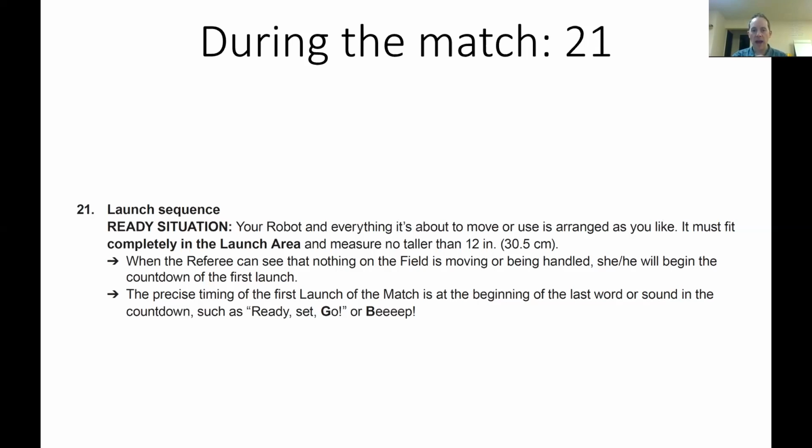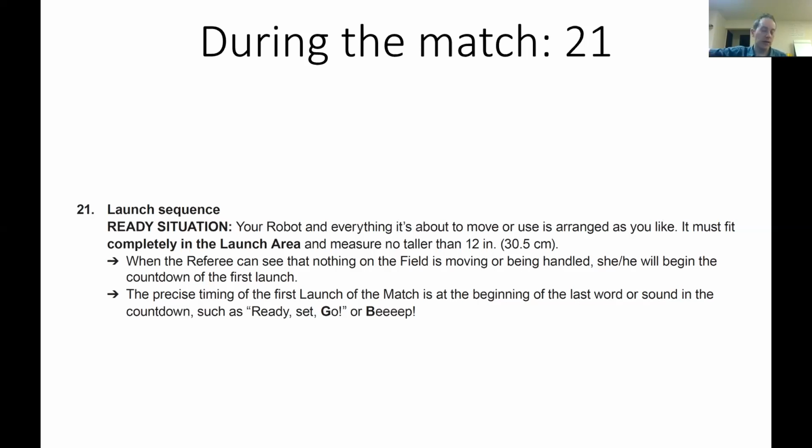And at launch time, the robot must be completely in the launch area and no taller than 12 inches. No part of it can be above 12 inches tall, or 30.5 centimeters, which gets you an extra 0.2 millimeters, which probably isn't that valuable. When the referee can see that nothing on the field is moving or being handled, and both teams are ready, the ref will start the countdown for the first launch. We typically say ready, set, Lego, go. The beginning of the last word or sound, so the L in Lego, is when your team can hit the button to launch the robot.